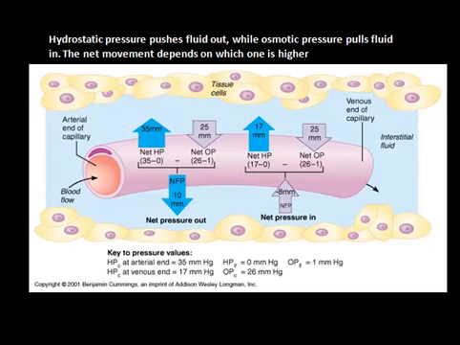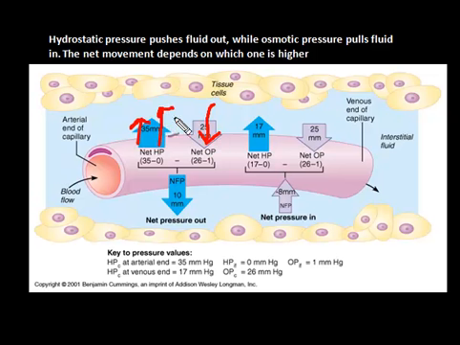Now hydrostatic pressure tends to throw fluid out, because the pressure is more, it tends to throw fluid out. Osmotic pressure tends to draw fluid in. So there's a balance between the two. Whichever is higher, that wins. So at the arterial end, you can see that the hydrostatic pressure is more than the osmotic pressure.